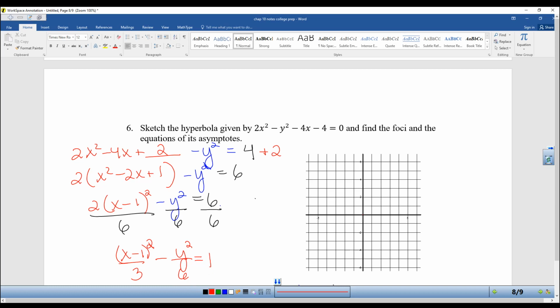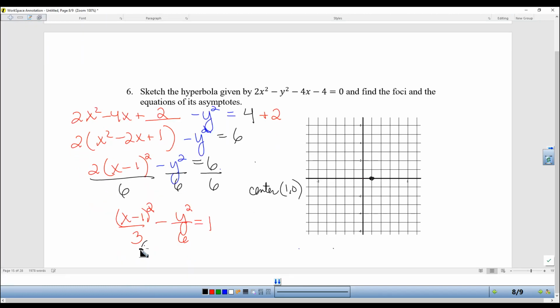And I wanted you to do this one just so you would see it is not always going to be a nice number. We've had a lot with square roots and perfect things, but sometimes it's just not. So let's get all the information down. The center is going to be at 1, 0. The square root of this is the square root of 3, so that's approximately 1.7. So I'm going to move approximately 1.7 in the x direction. And then the square root of 6 is, well, square root of 4 is 2, and square root of 9 is 3. So square root of 6 is somewhere in the middle. You're not going to graph it perfectly anyway, so I'm just going to put it around 2.5.